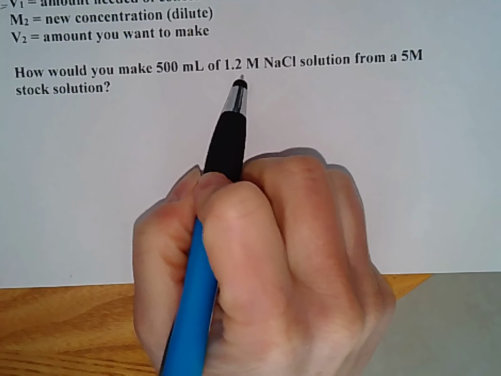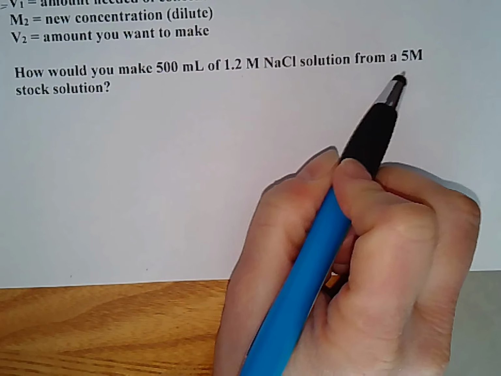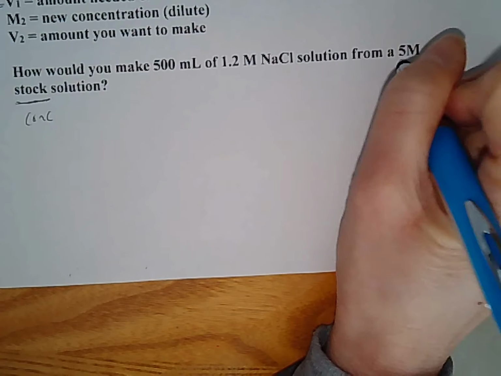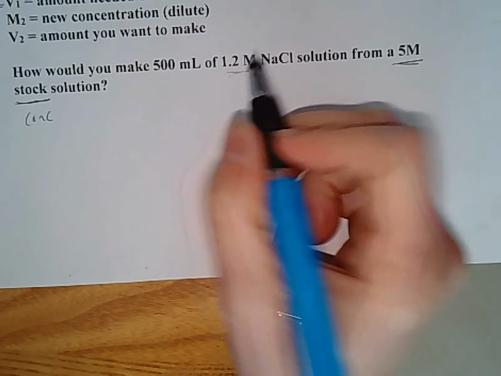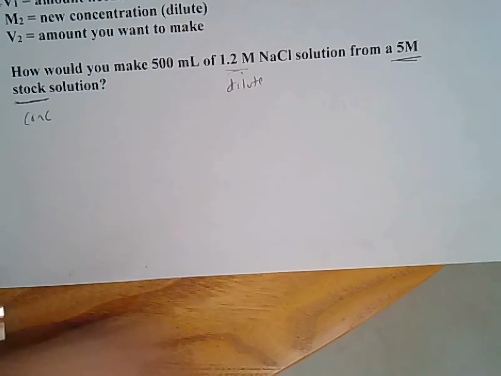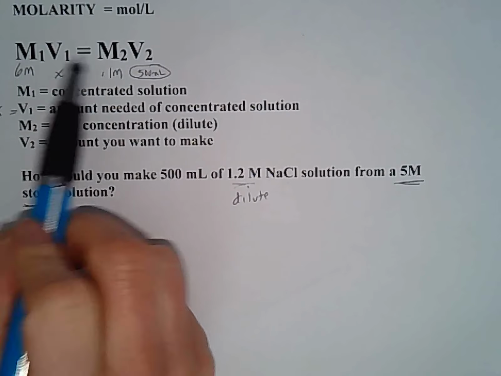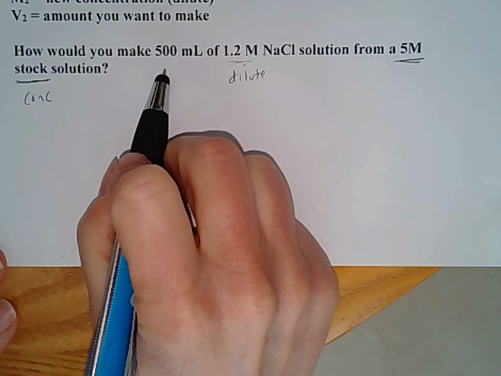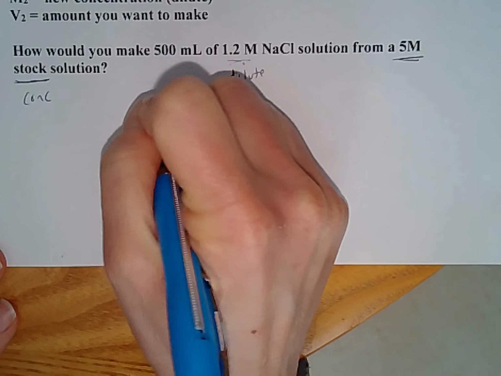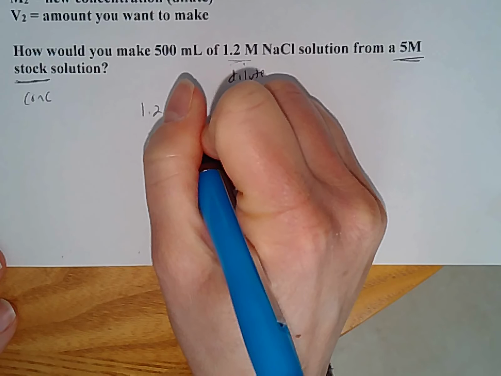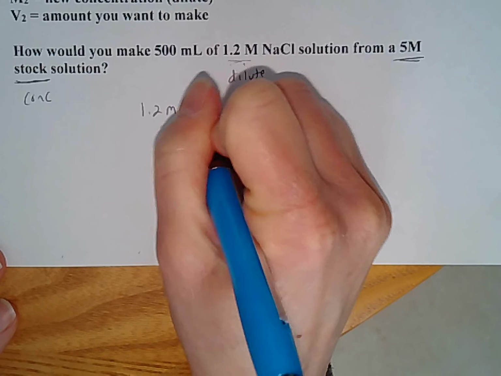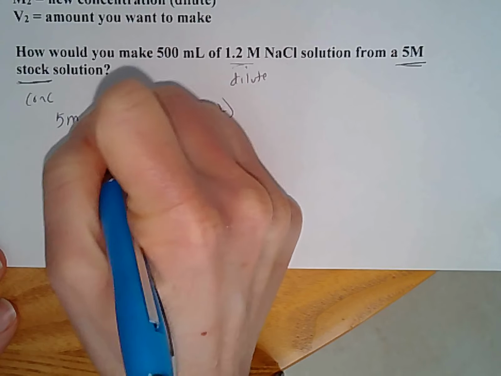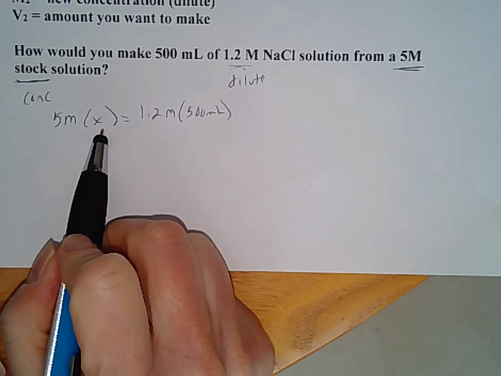So if I have 500 mils of a 0.12 molar sodium chloride solution from a 5 molar stock solution. Again, stock solution is going to be your concentrated solution. It's a bigger value. So this is going to be your dilute solution. And it really doesn't matter where you set up your M1V1 versus M2V2. You just need the same thing on both sides. Since I want to make 500 mils of a 0.12, I'm going to put that as my M2V2. So I'm going to put that times 500 mils, and that's going to equal my stock solution, which is 5 molar, and then that's going to be my unknown X.